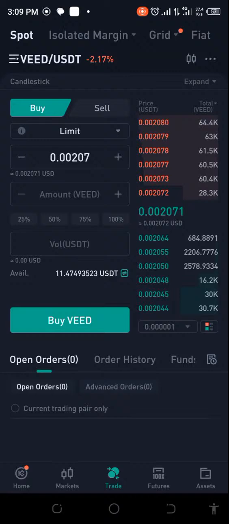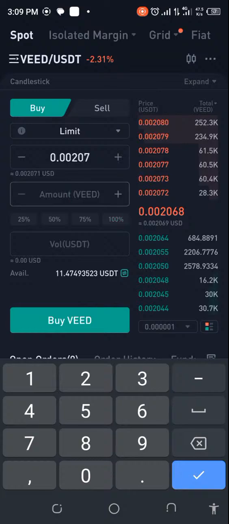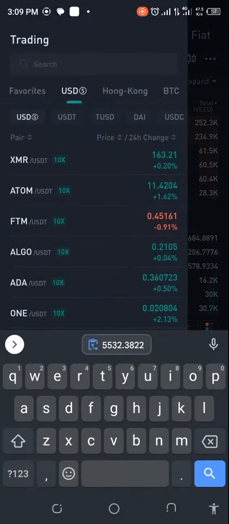Let's start by simulating. We have VEED/USDT. So first and foremost, let's just do a basic simulation. We'll just put in all the 100%. We're just going to use the little amount that's here, 11.47 USDT, and let's see what we can do. We'll just go ahead and do the simulations first.